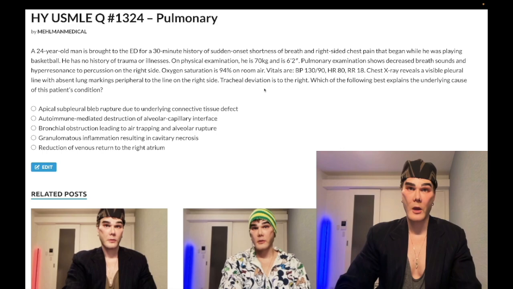I don't really know what to tell you. There doesn't have to be a specific underlying connective tissue disorder. It can just happen literally spontaneously. So let's just whip through the others. I'll tell you some high points.